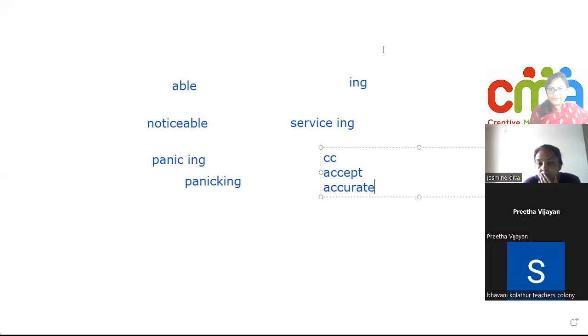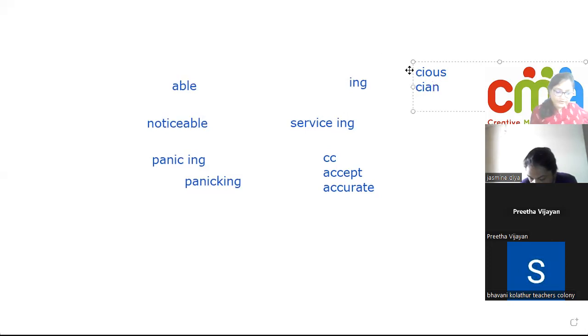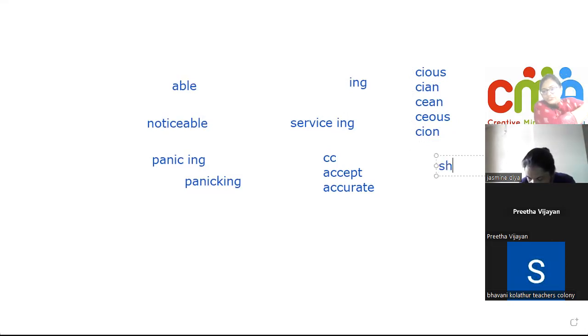Now we have already done that. Sometimes when you have C followed by IOUS or IAN or EAN or EOUS or ION, then it gives the sound of sh. It becomes sh. Shas, shan, shan, shas.